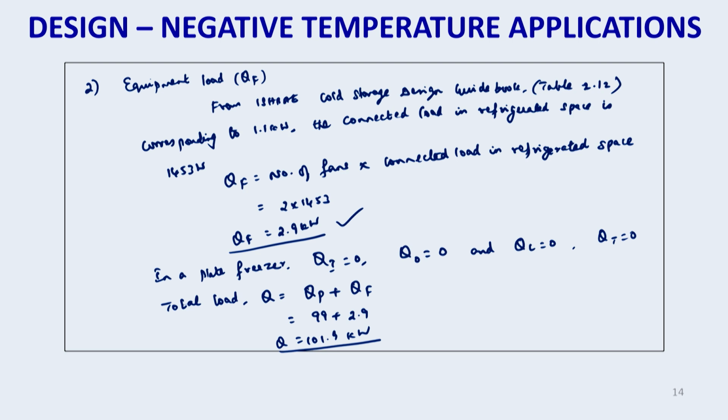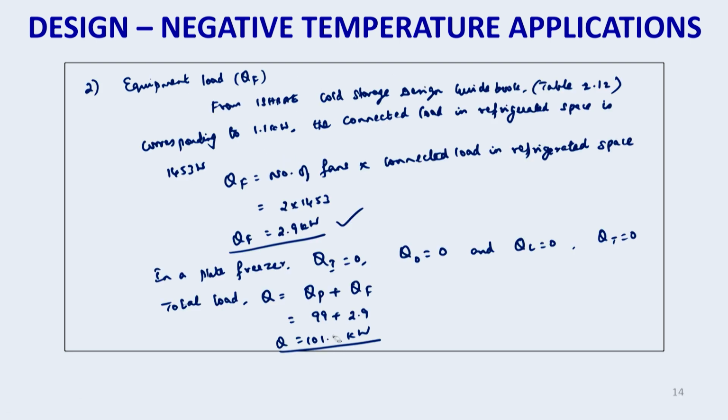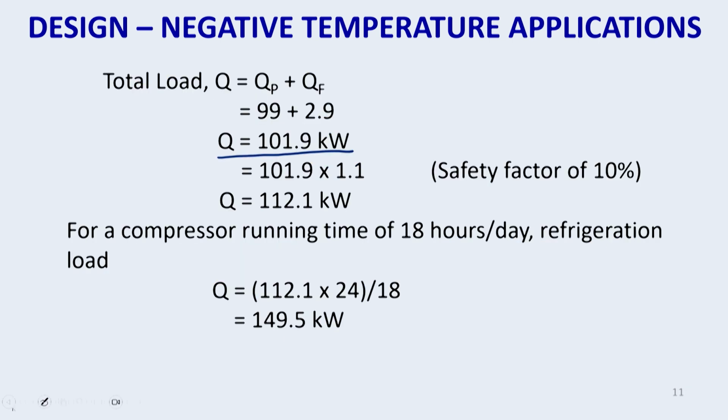So out of the 6 loads, only 2 loads are there. One is product load, another one is the equipment load. Considering the safety factor of 10%, Q is equal to 101.9 into 1.1. So it comes to 112.1 kilowatt.